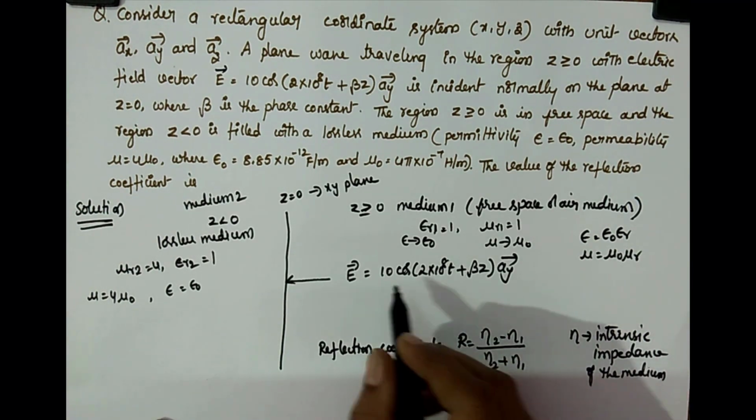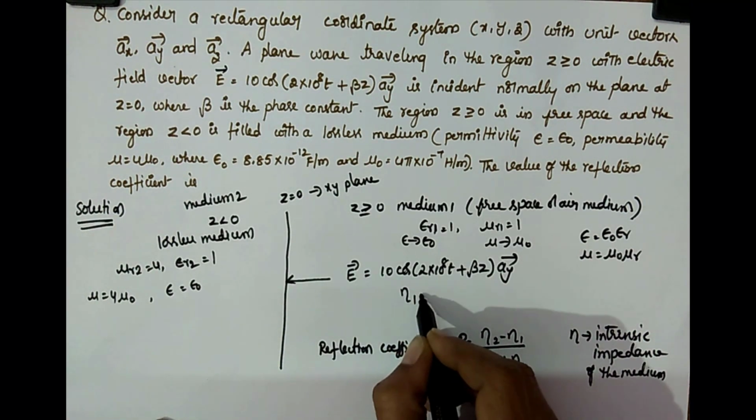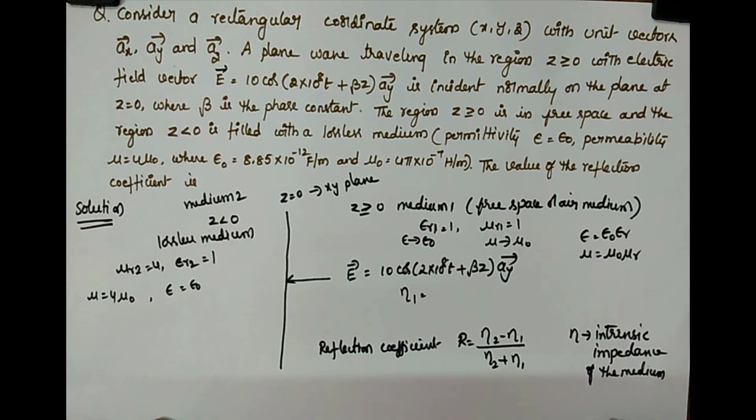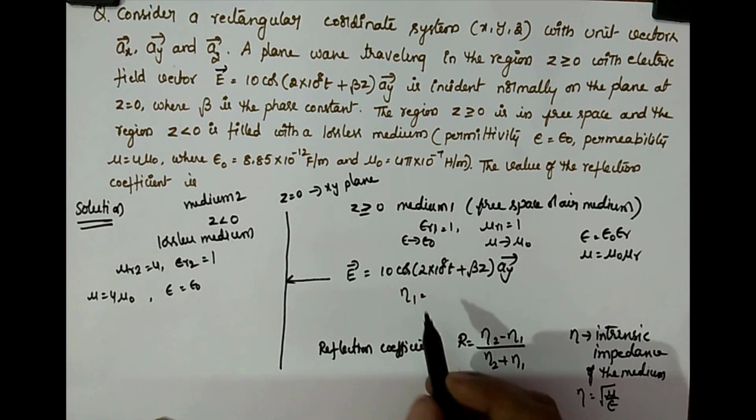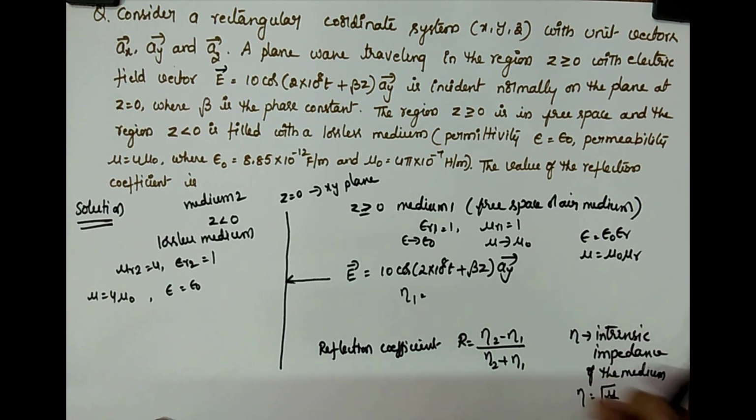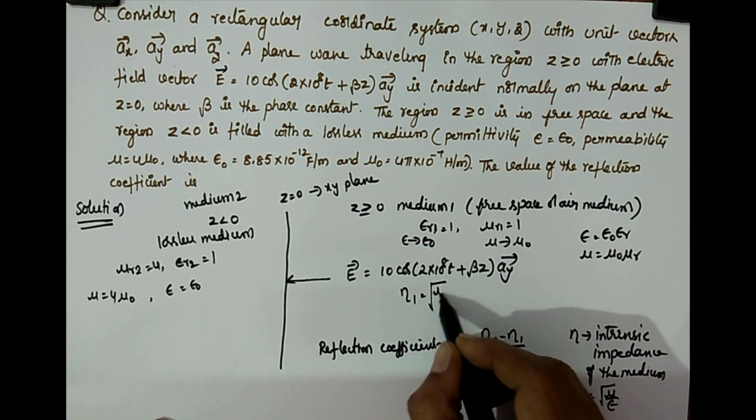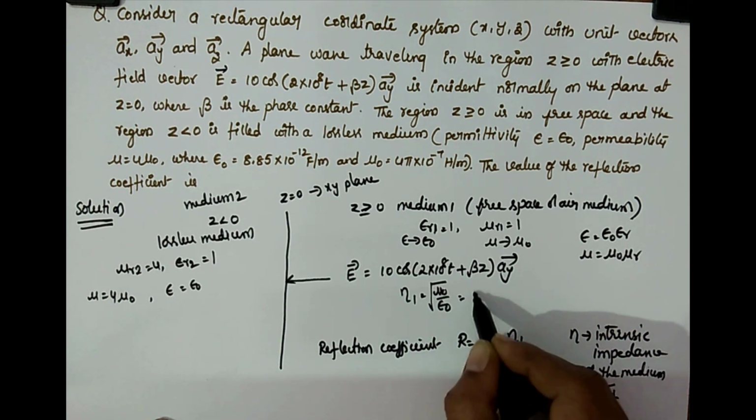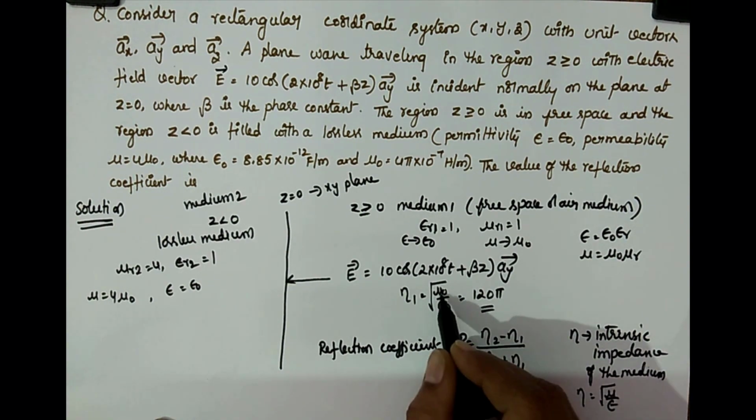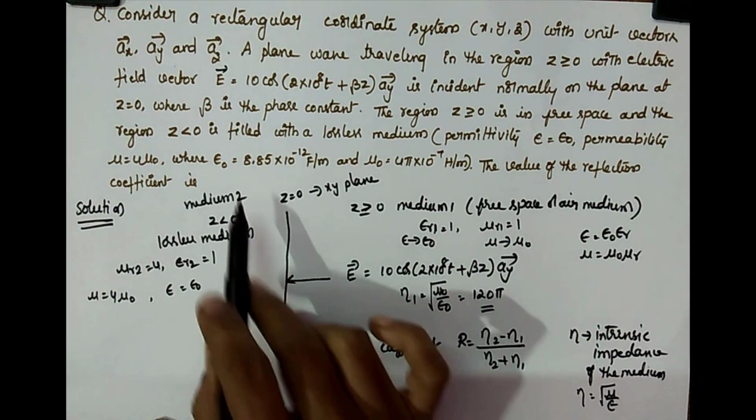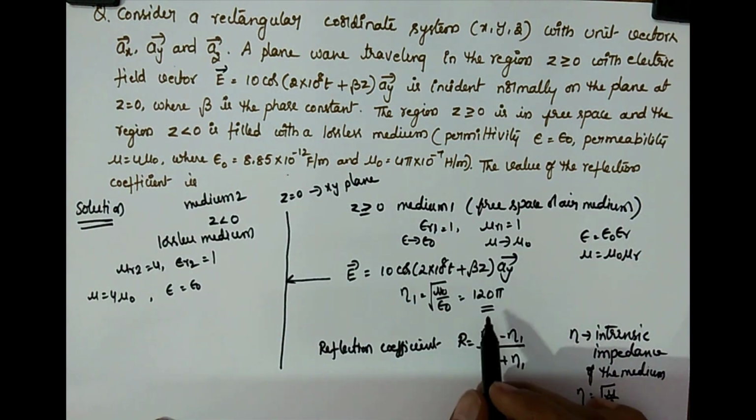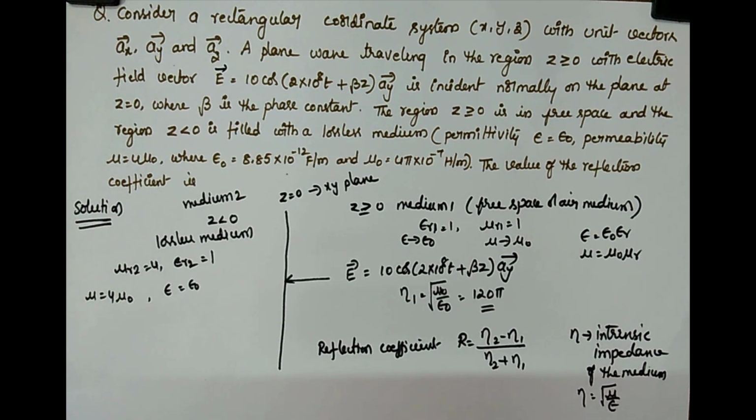So what is η1 here? For medium 1, the intrinsic impedance formula is root of μ by ε. As μ is μ0 and ε is ε0, if you substitute μ0 = 4π × 10^-7 divided by 8.85 × 10^-12 farad per meter, you are going to get 120π. It is very important: the intrinsic impedance of air is 120π, or 377 ohms.